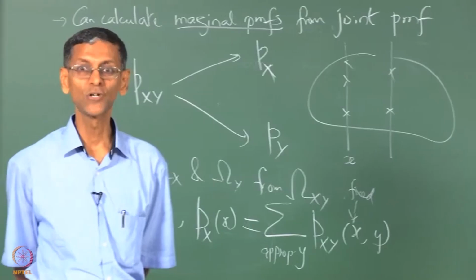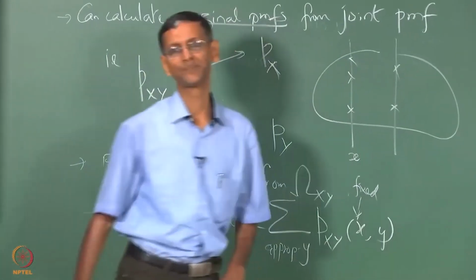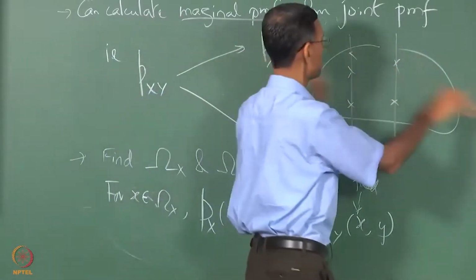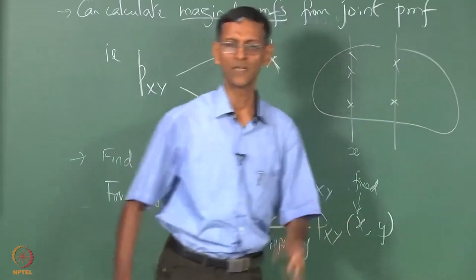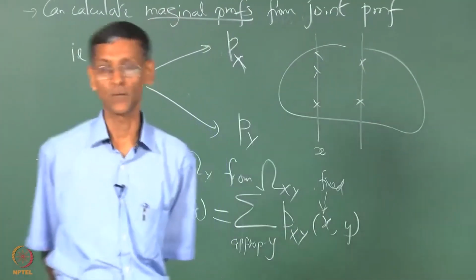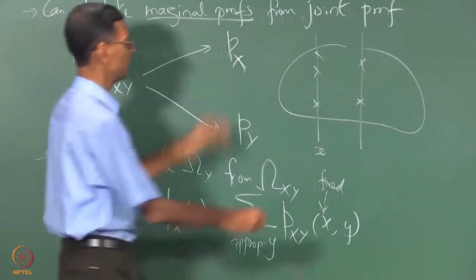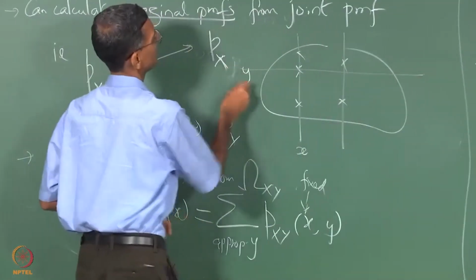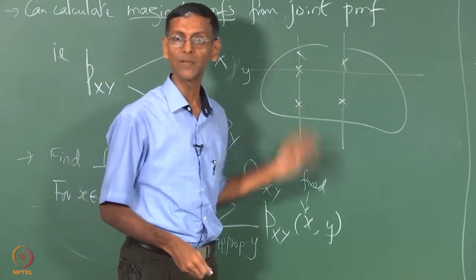If it turns out there is no grid at all, then there may be only a 1-to-1 mapping between this and this. It may happen that all these points are so funnily located that there are no coordinates in common. Similarly, Py of y: if you go like this, you find by adding all these probabilities you will get Py of y.